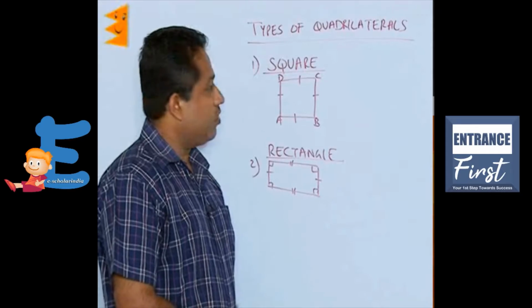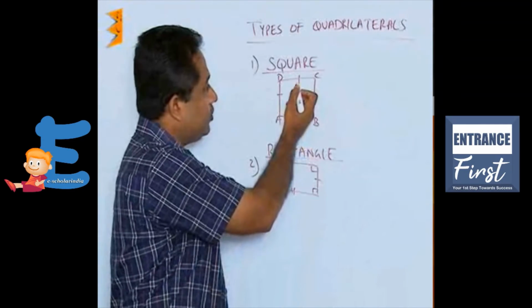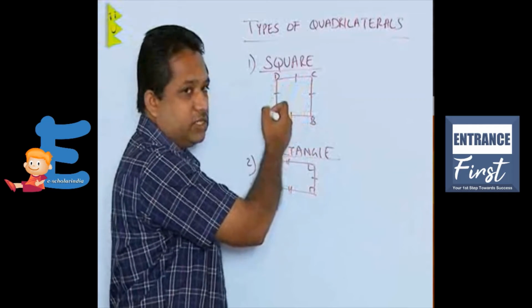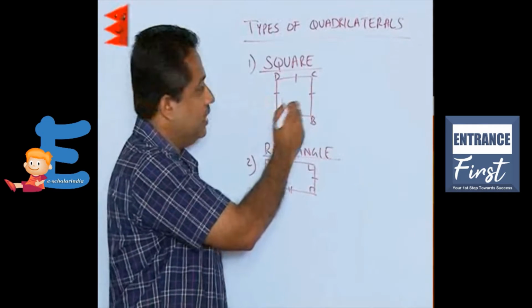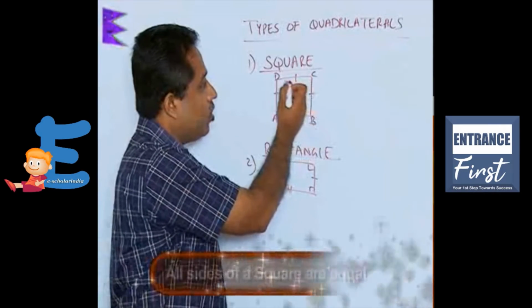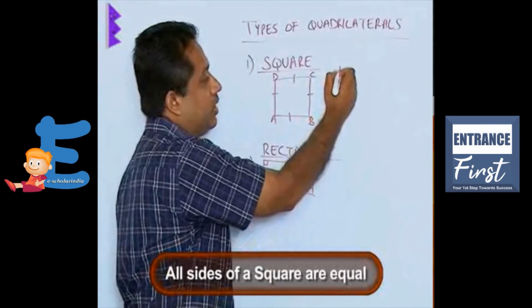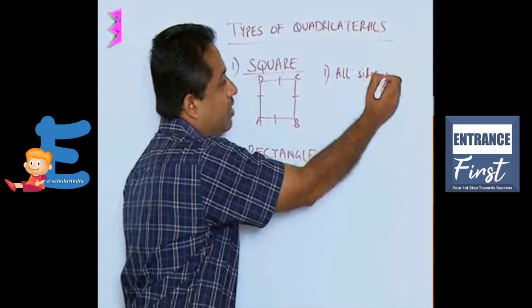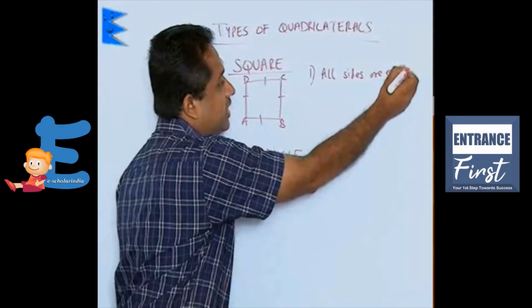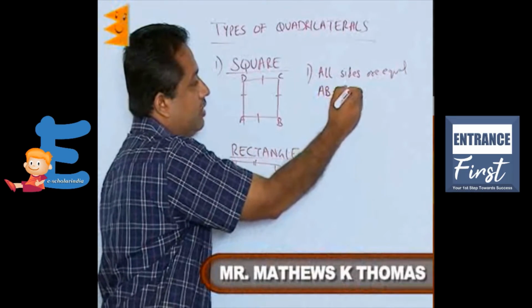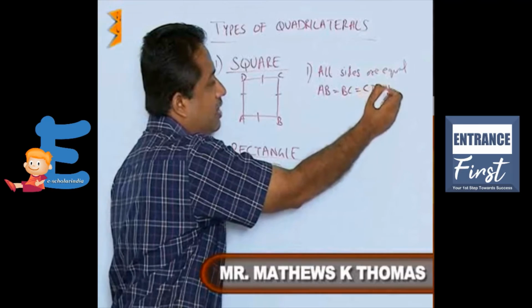Let's see the different types of quadrilaterals. First one, square. You all have drawn squares, you have observed squares. Here we find that the main property of a square is that all the sides are equal. If all sides are equal, that means all the sides here, which refers to AB, BC, CD and DA.